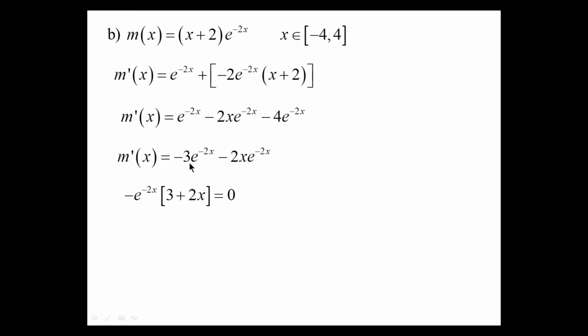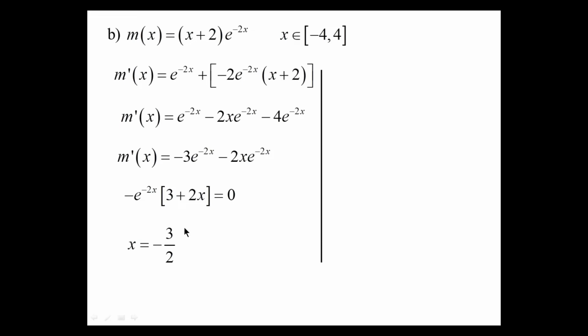Now it's a little bit tricky. But if you take a negative sign out of both terms and an e to the -2x out of both terms, you can see both are negative and both have an e to the -2x. Common factor that out, and we're left with a 3 and a plus and a 2x. So x from this factor is equal to -3/2, and that's our critical number.